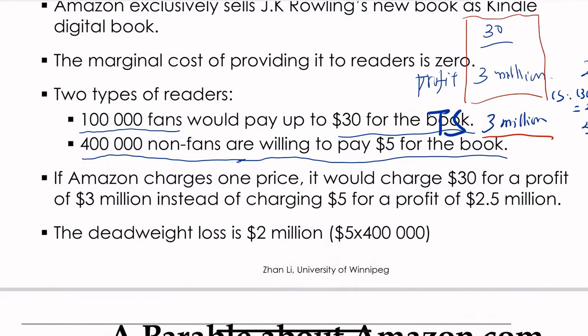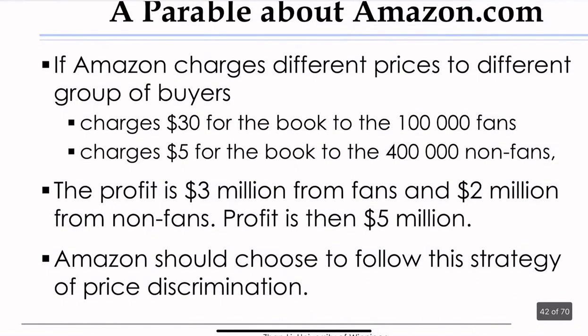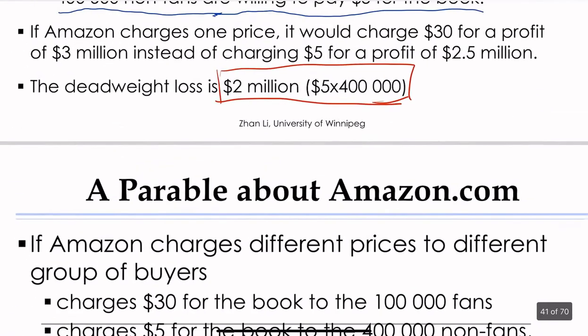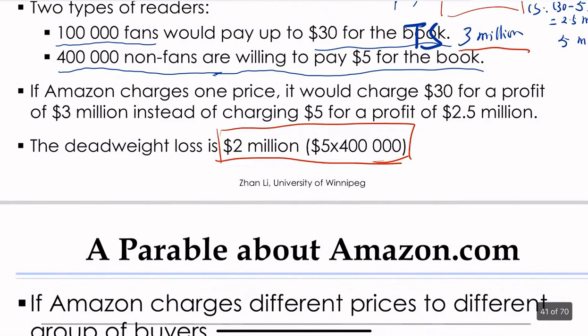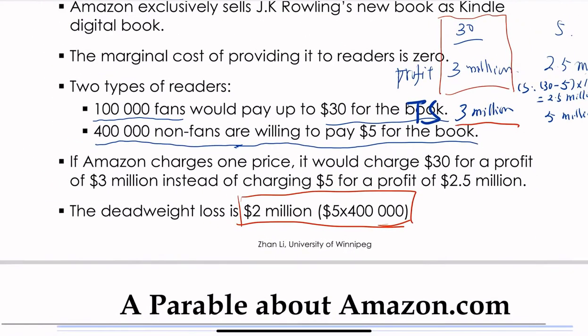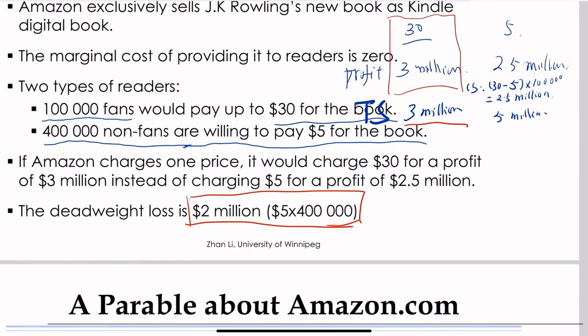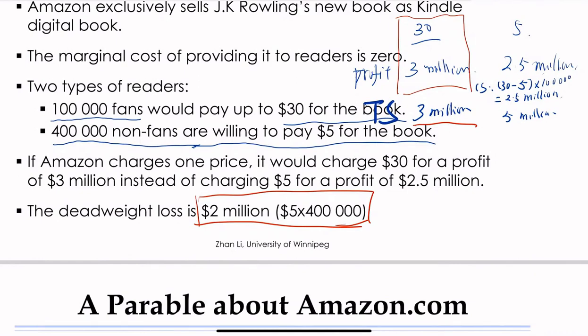So basically the deadweight loss here is $2 million, right? Okay, now we have this deadweight loss. The reason is because this is a monopolist, and it sets a quantity which is smaller than this efficient quantity. You can see that here, if Amazon sets a price of 30, it only sells 100,000 copies. But if it sets a price of 5, it can sell 500,000 copies.